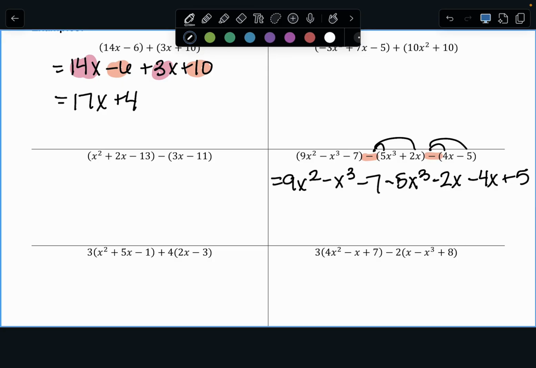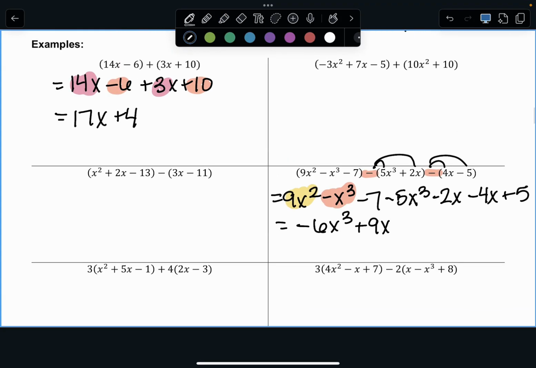Now we have something that we had in the warm-up. We combine like terms and simplify. As I do this, I'm going to start reordering. So I'm going to look for my highest exponent. It's that 3 there. So this is my first term. Does it have a buddy that it goes with? Yeah, the 5x cubed. So we would get negative 6x cubed. Now I'm looking at the exponent of 2. Does this 9x squared have a like term? No, so it stays the same.